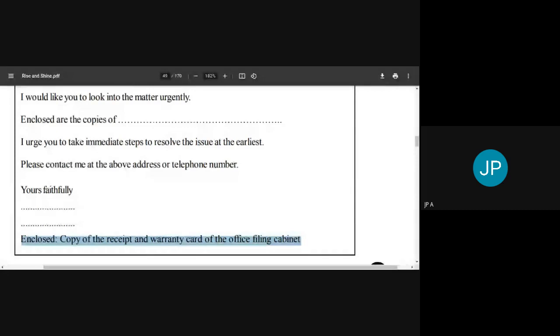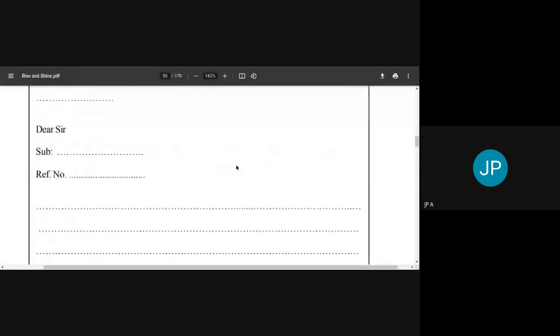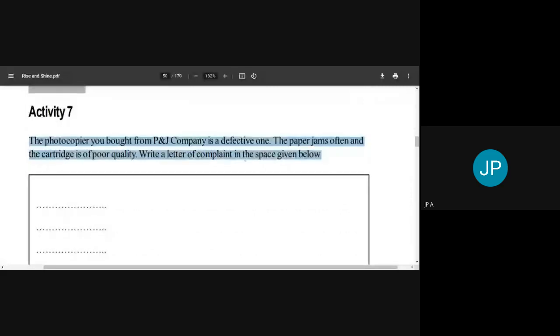So what we have now seen is a letter of complaint. We have seen an order letter, we have seen an acknowledgement letter, and now we see a complaint letter. So there is another model complaint letter, which you can fill up on your own. This is about a photocopier that you purchased, and that is activity 7. This is something which you can fill up yourself.